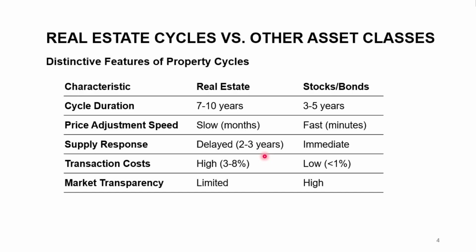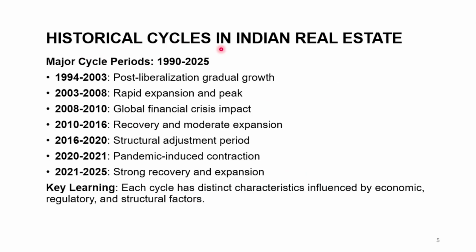So proper price discovery takes place and it is very transparent. Then we have the historical cycle, which we have seen previously also. So just to quickly understand, post liberalization there was gradual growth.